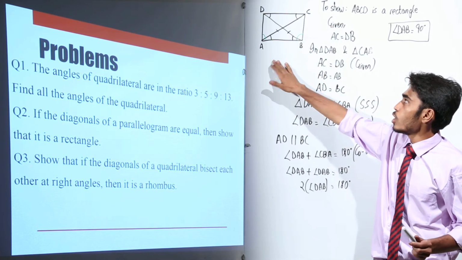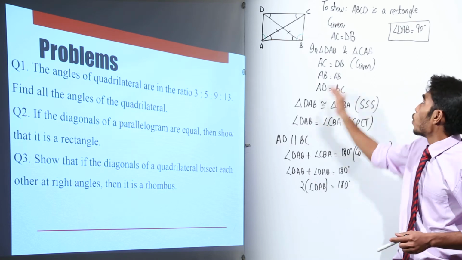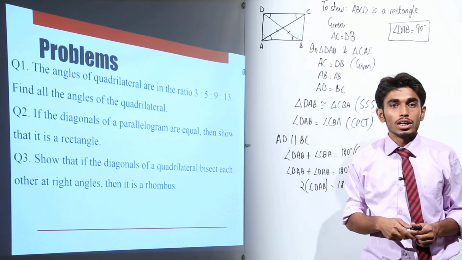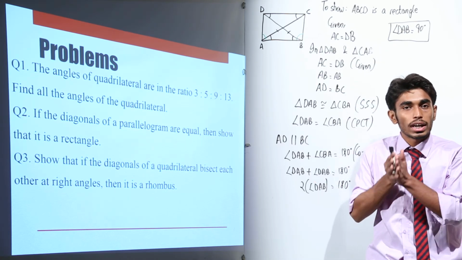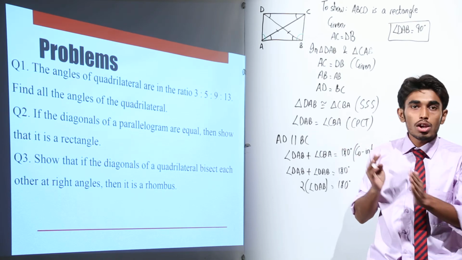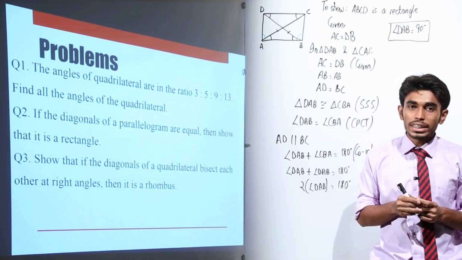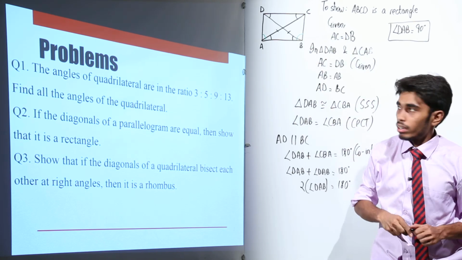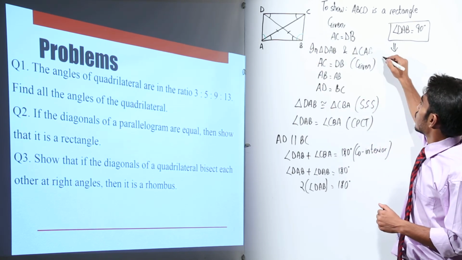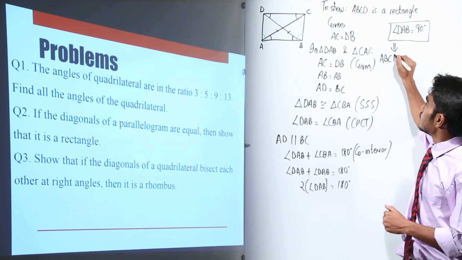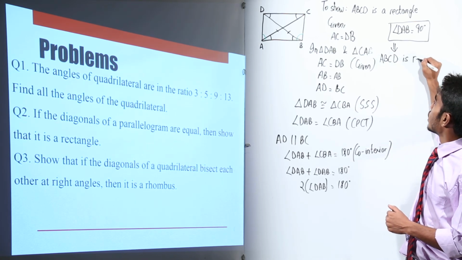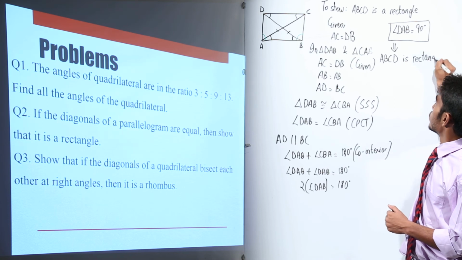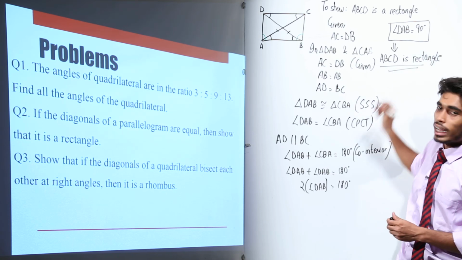So we have a parallelogram ABCD in which one angle is equal to 90 degrees. This is nothing but the definition of a rectangle, that is, a parallelogram with one angle equal to 90 degrees. So ABCD is a rectangle, right? And hence proved.